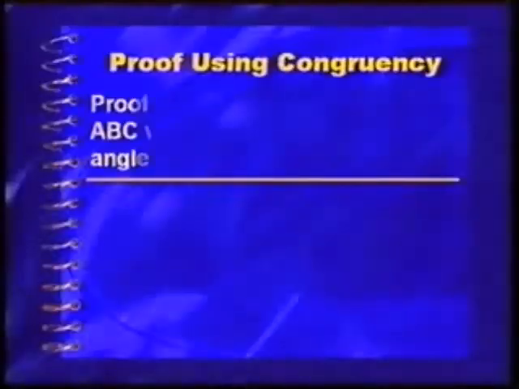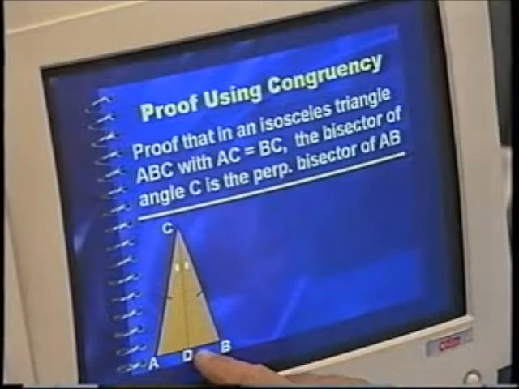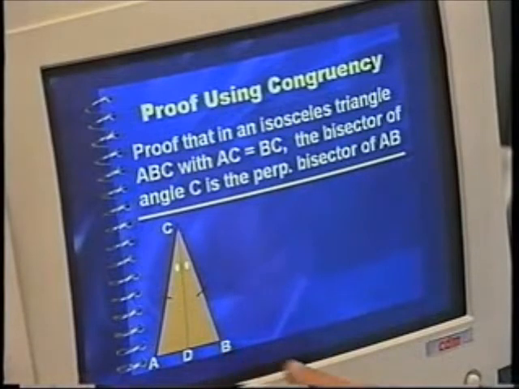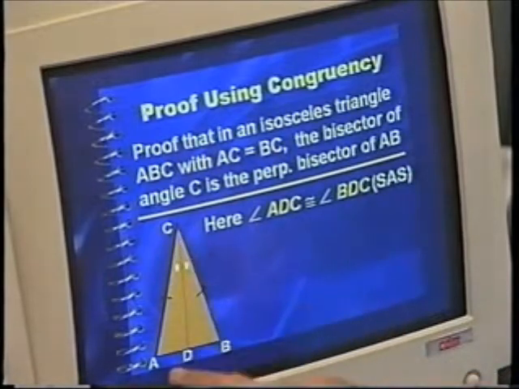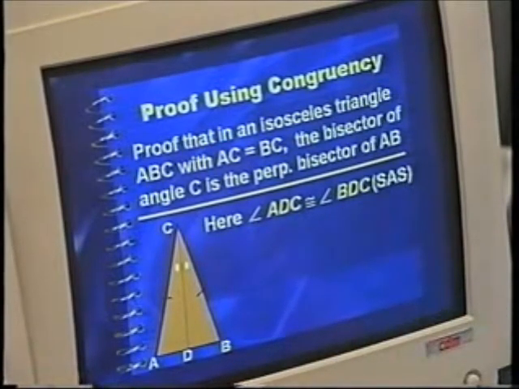Now it's not really part of this course so much, but I still want to show you one proof involving congruency. It's such an important concept. So here we go. We've got a triangle here, and we have to show that in this isosceles triangle, the bisector of angle C is actually perpendicular to AB and actually cuts AB in half. Now, to do that using congruent triangles, you show that the triangle ADC is congruent to BDC, and I've used the correct matching up. It's the SAS condition.